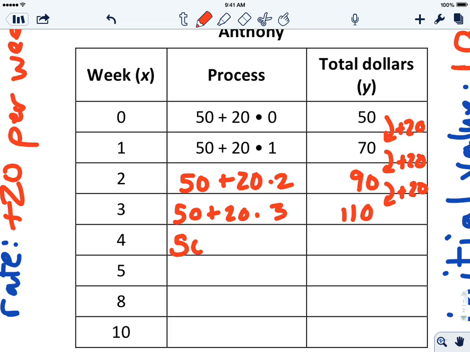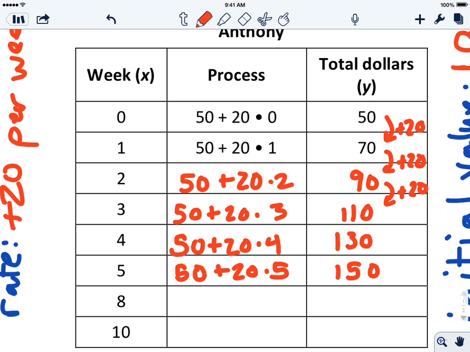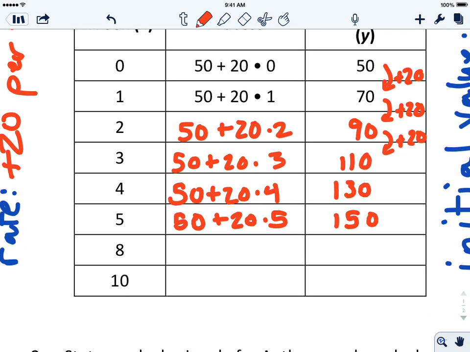So I've got 50 plus 20 times 4 now. That's 20 times 4 is 80, plus 50 is 130. Went up 20 again, as I suspected it might. 50 plus 20 times 5. 20 times 5 is 100, plus 50 is 150. Now I'm going to be careful. It's not going to go up 20 this time because this goes up by 3 and not 1. So I'm going to just go ahead and do the calculation.